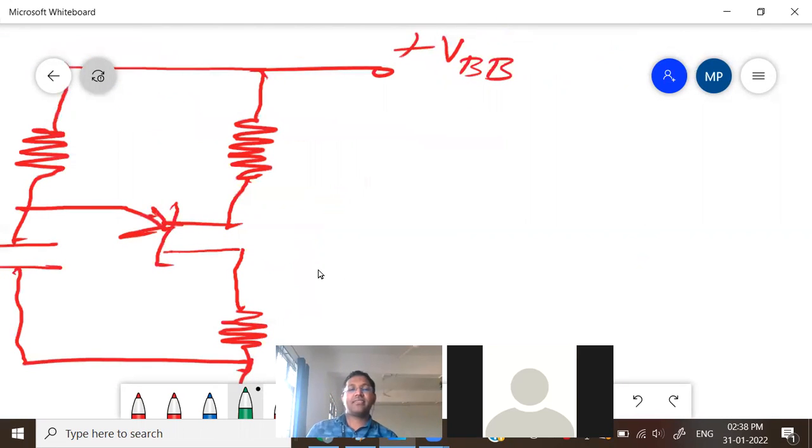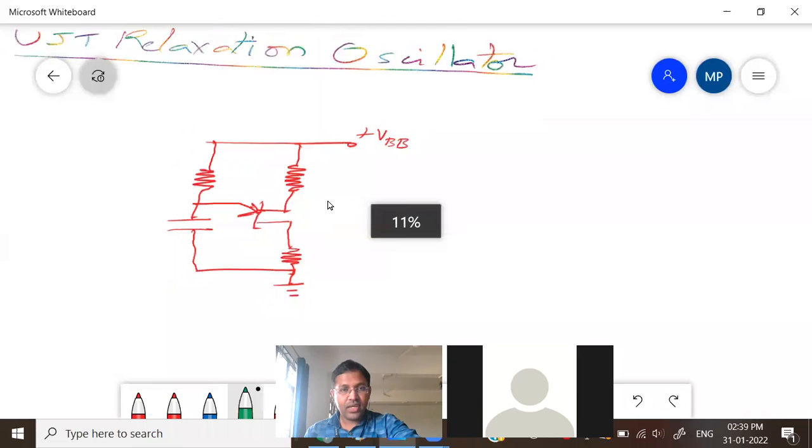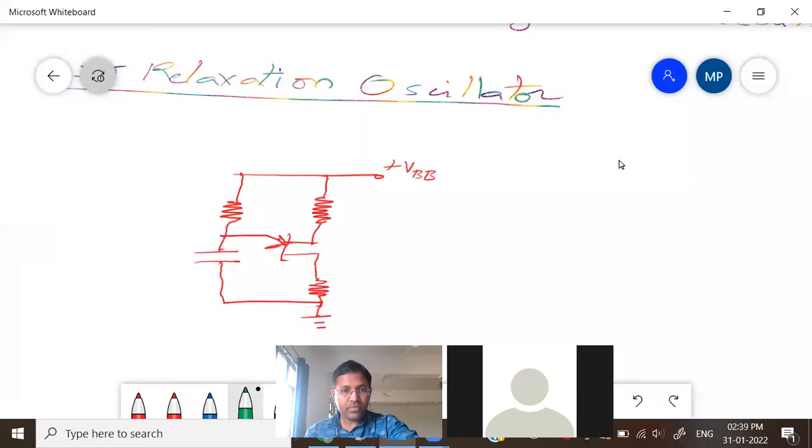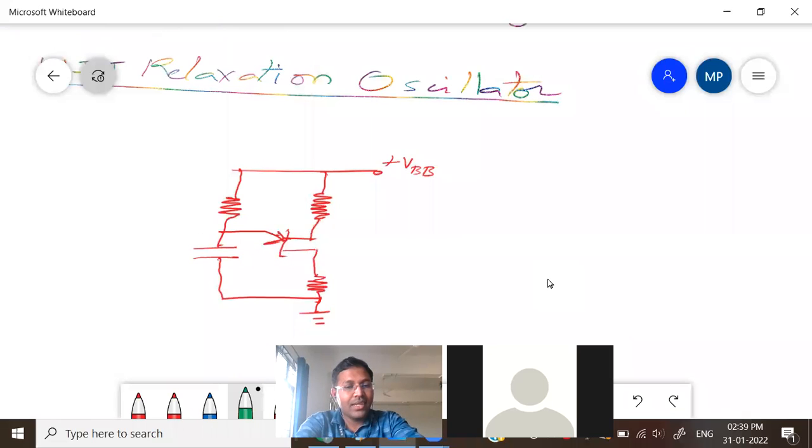The symbol is the same as a JFET, which you have seen earlier, but the arrow is bent downwards. That is the only difference in the symbol of UJT. So it is a very simple structure. Let us label the resistances R1, R2. Next, the timing resistor and timing capacitor are represented as RT and CT.